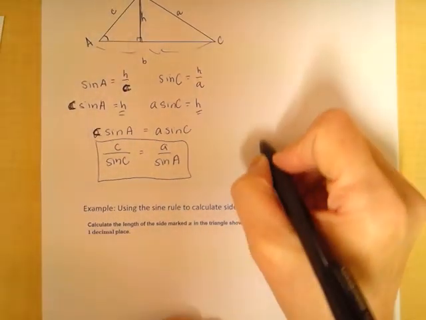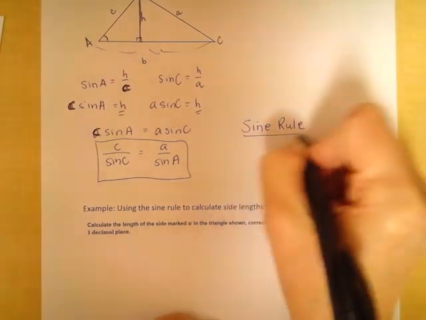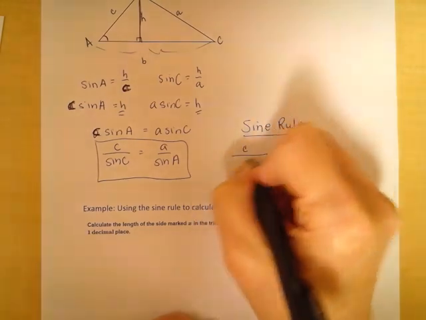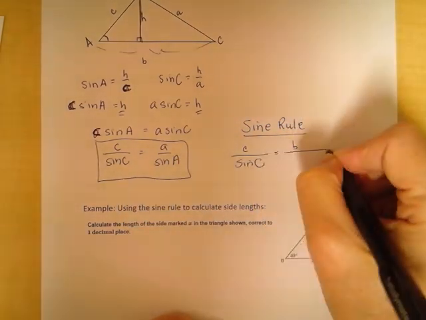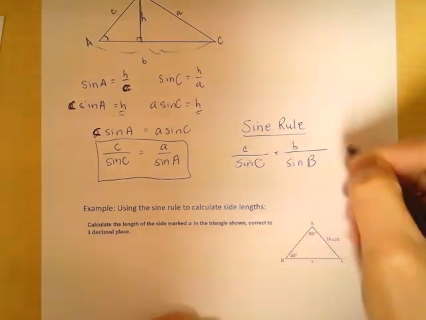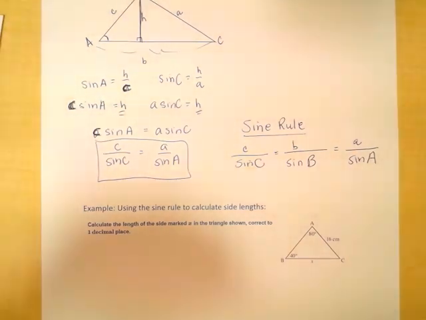Okay, why don't I write out the sine rule properly, and it says c on sine C, we got that, equals b on sine B equals a on sine A. All right, so let's use it down here.